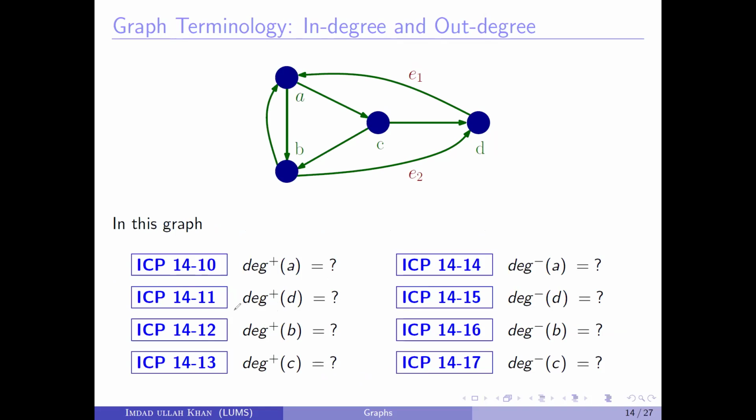So for example, if you look at 1411, the out degree of D is the number of edges going out from D. If you focus on D, there is only one edge which goes out, so the answer over here is 1. If you look at the out degree of C, there is an edge which is going out of C, and there is another edge which is going out of C, so the out degree of C is 2. In degree of A: if you look at A, there are 2 edges which are coming to A, so the in degree of A is 2. In degree of B is also 2 because there are two incoming edges. And you can solve the remaining ones on your own.